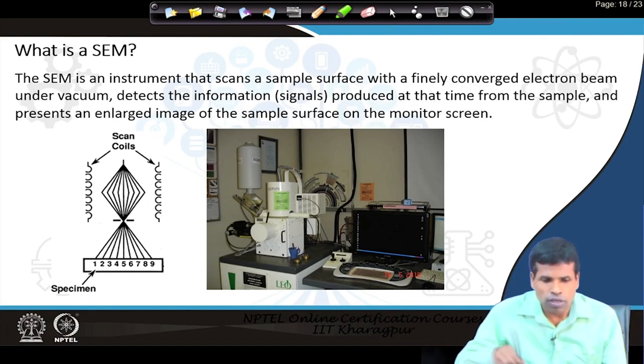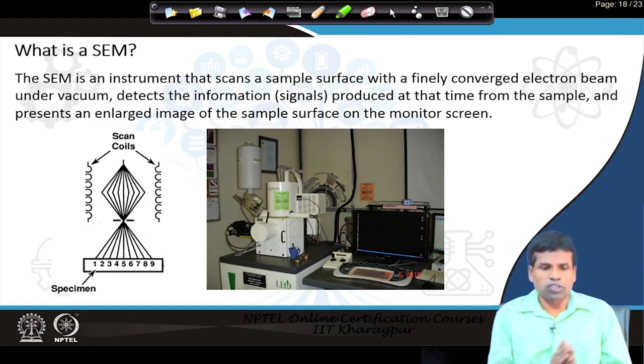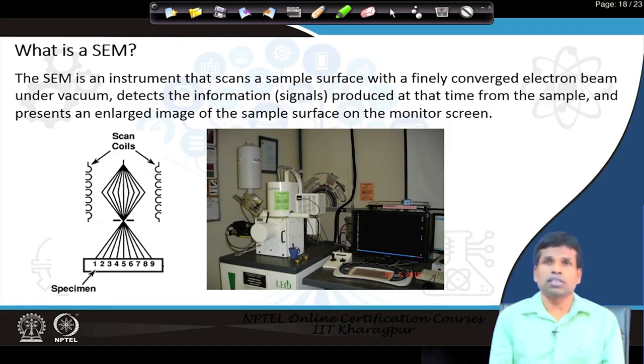So, now what is an SEM? The SEM is an instrument that scans the sample surface with a finely convergent electron beam under vacuum. That electron beam has a much smaller wavelength, as we have seen, and it detects the information or signal produced at that time from the sample and presents an enlarged image of the sample surface on the monitor screen. So, in SEM, the first word is scanning: the electron beam is scanned over the surface of the sample, and M is microscope. SEM: scanning electron microscope.